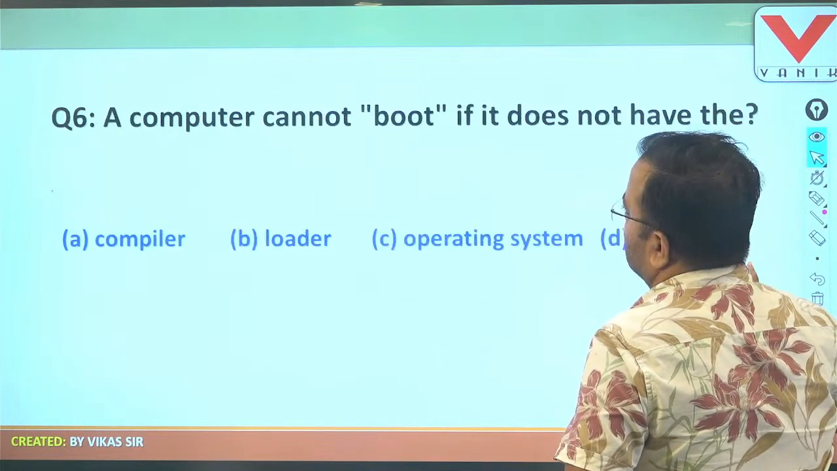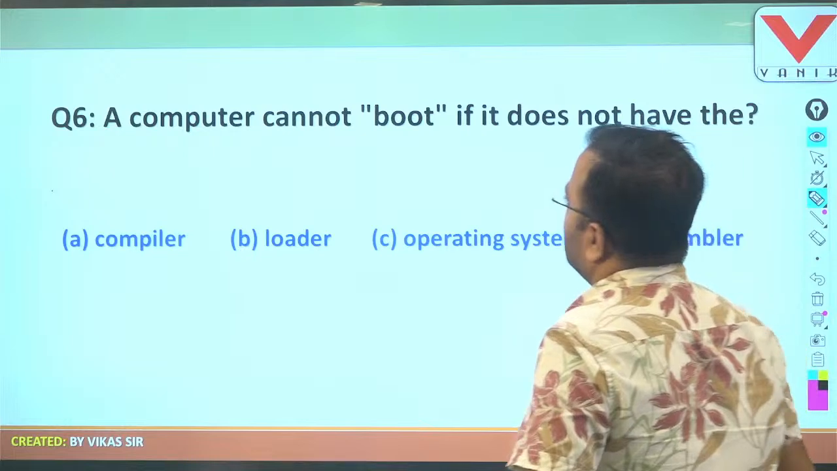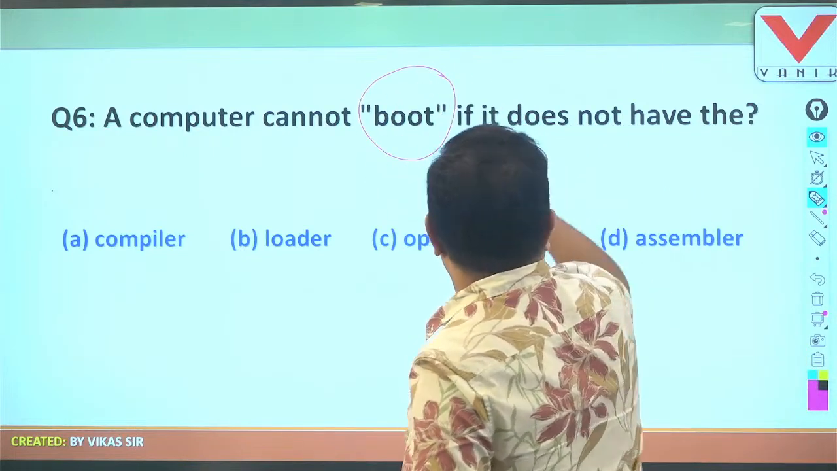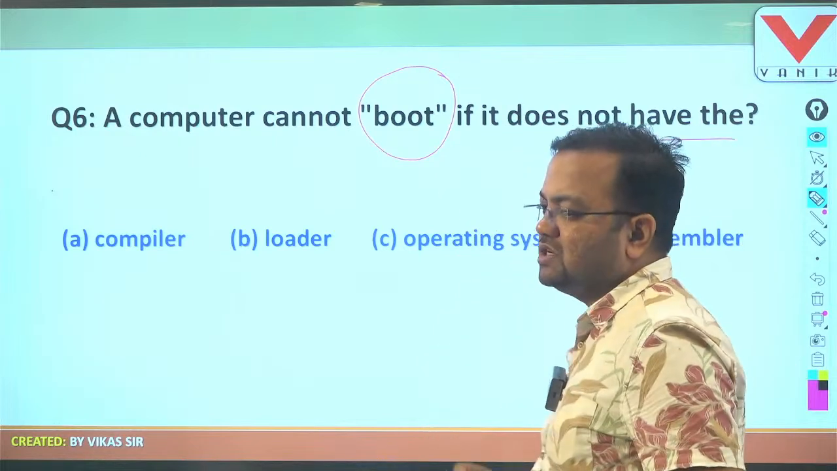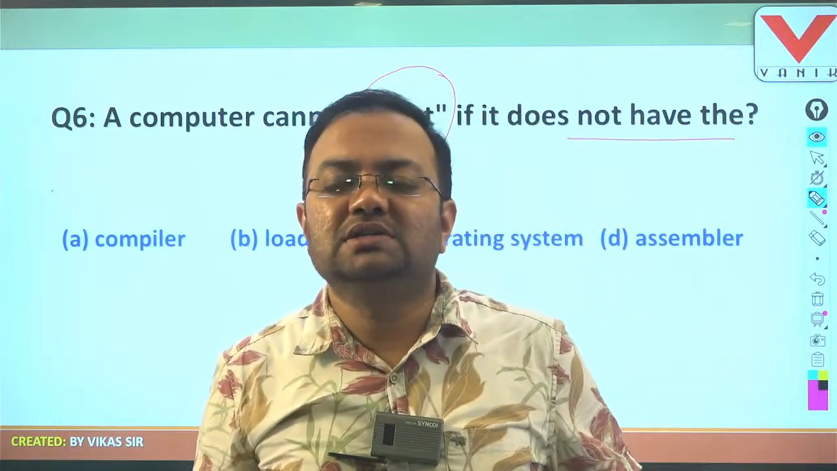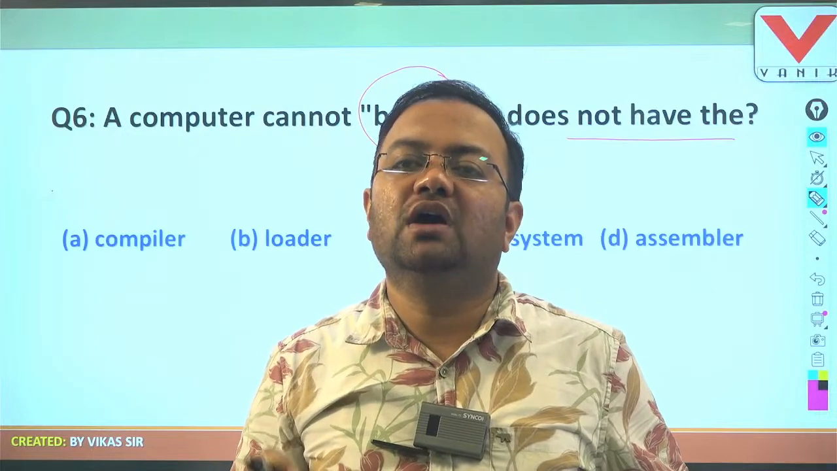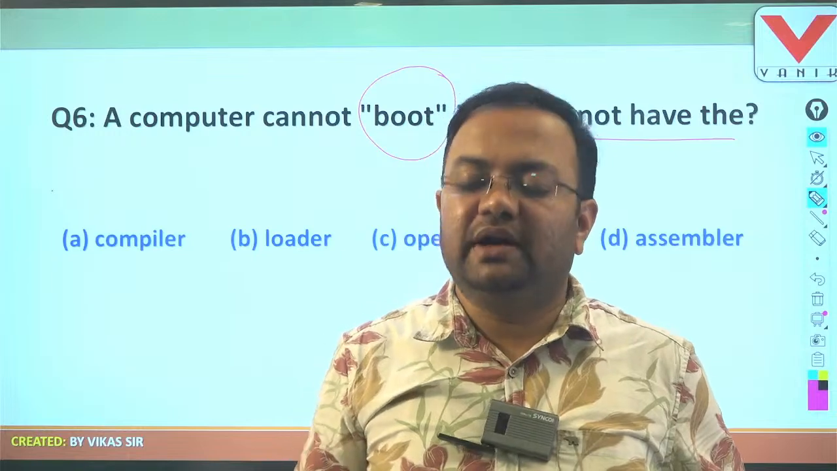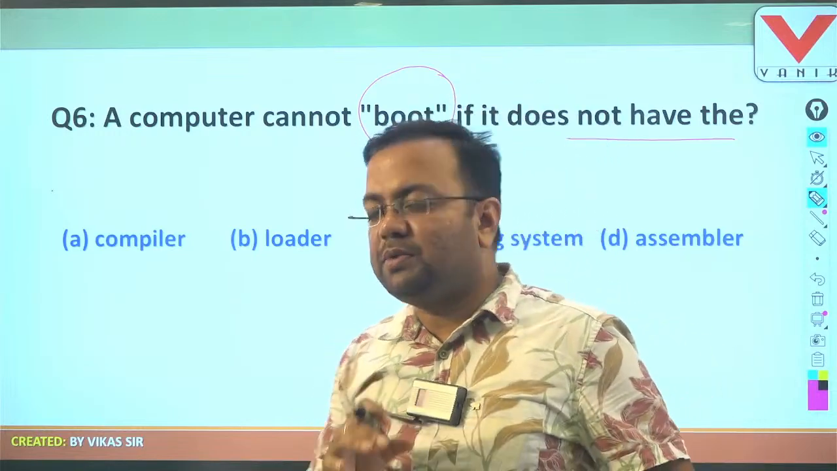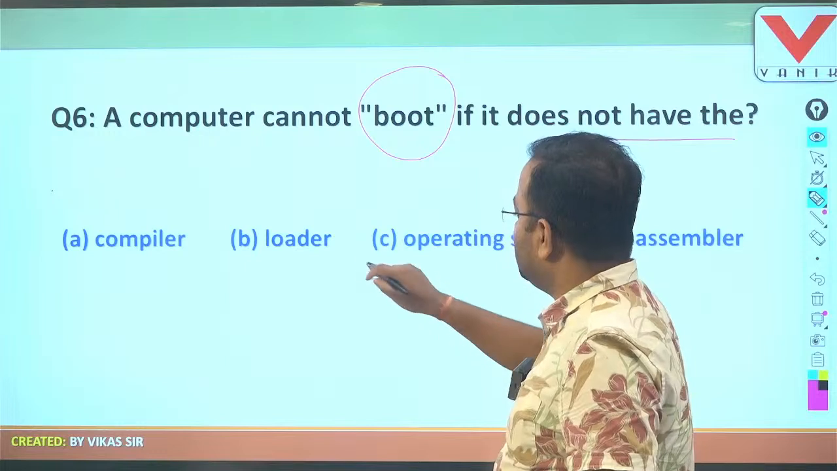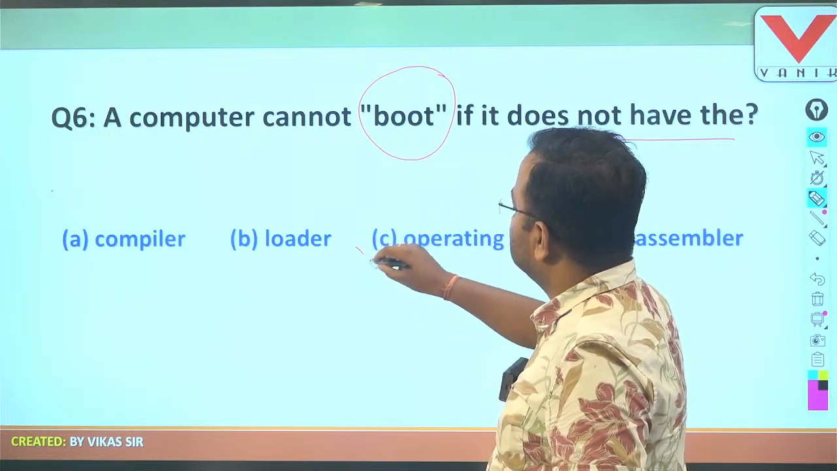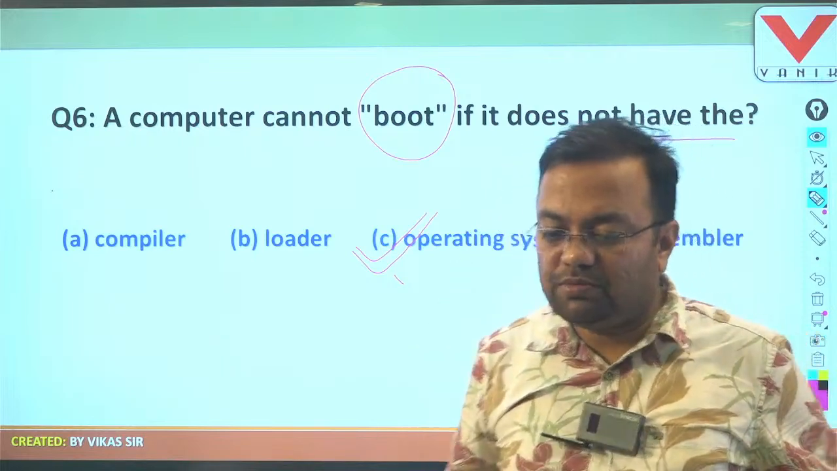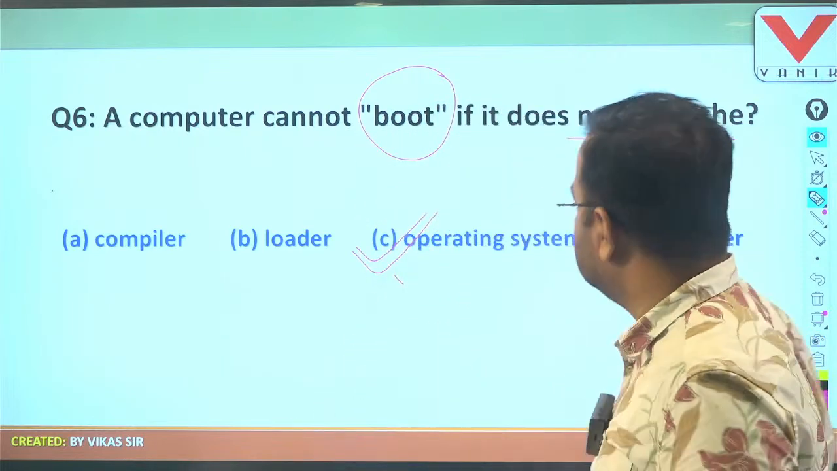Then goes to question number 6. A computer cannot boot if it does not have dash. So students, remember that booting operation is nothing but the loading of operating system in our main memory. So loading of operating system is nothing but booting operation. So booting means there must be an operating system and this operating system must be loaded in our computer. So question number 6 answer is C, operating system.